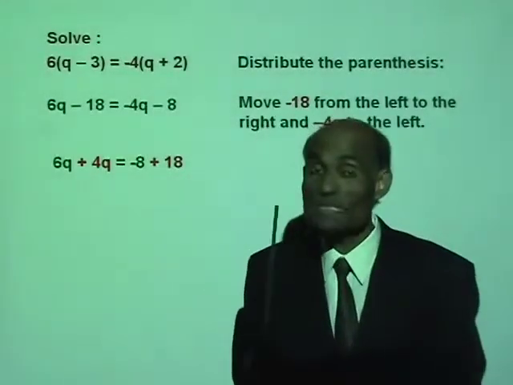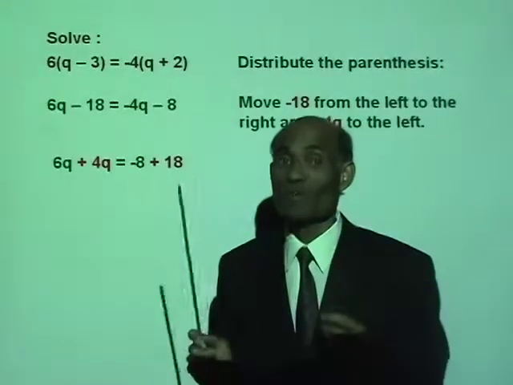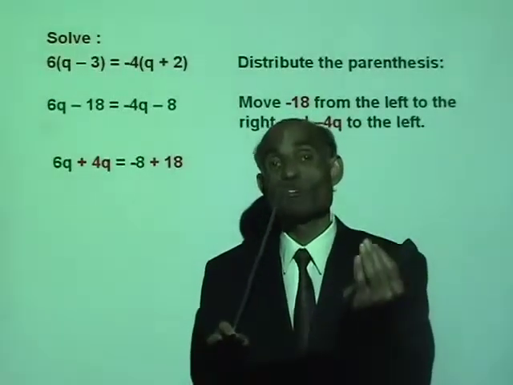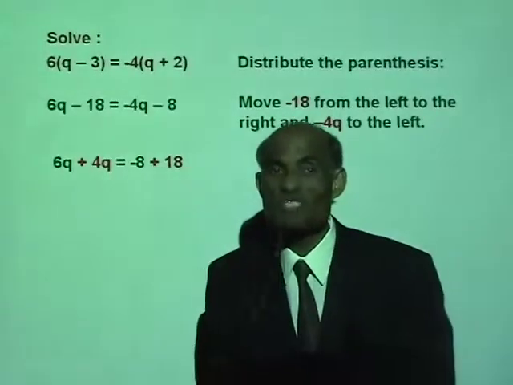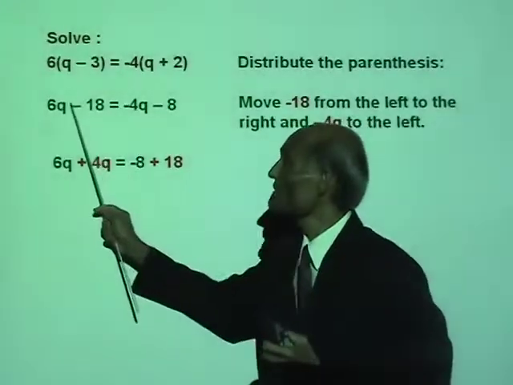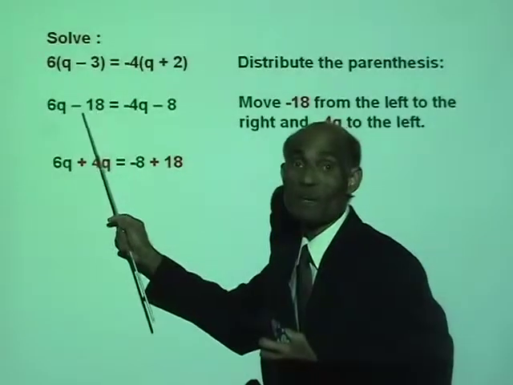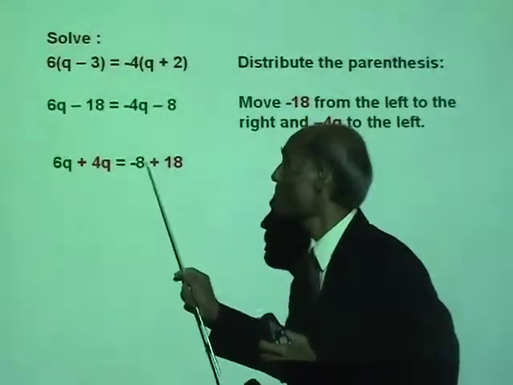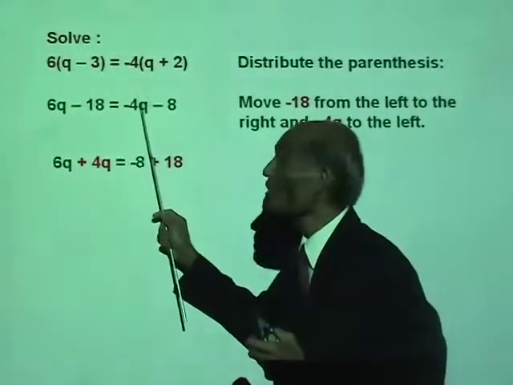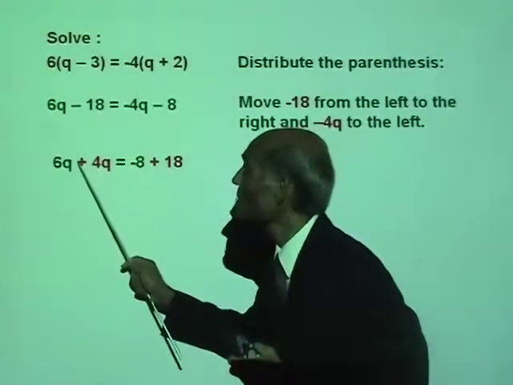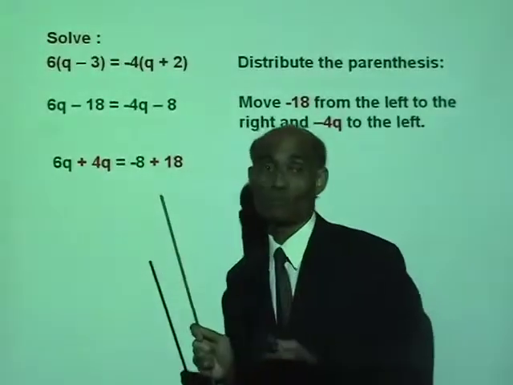Now do not make a mistake when you do this. When a term is moved from one side to the other, remember to change the sign. The negative 18 moving from left to the right become positive 18. The negative 4q moving from right to left become positive 4q.